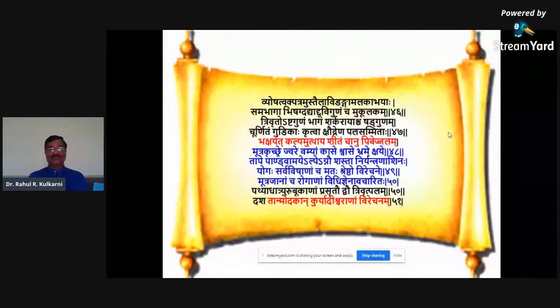Pathya Dhatri Urubakaranam Prasruto Dva Trivrit Palanam. So with Pathya, Dhatri, Urubaka kashayanam, Prasruto, Dau, Trivrut Palam. These in two parts and Trivrut in one pala. Dasha Tan Modakan Kuryad Ishwaranam Virechanam.